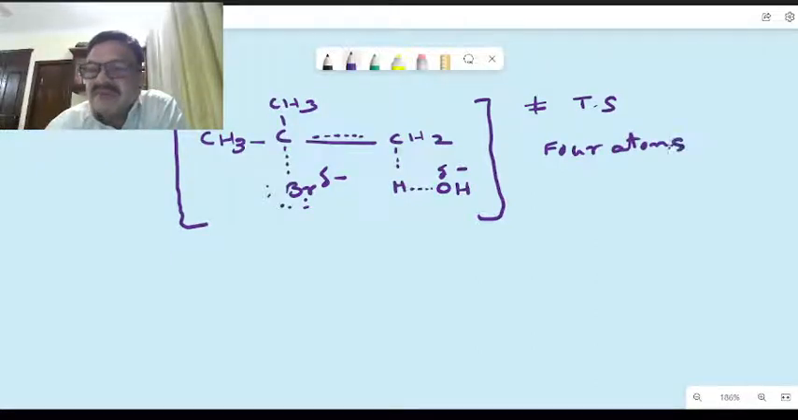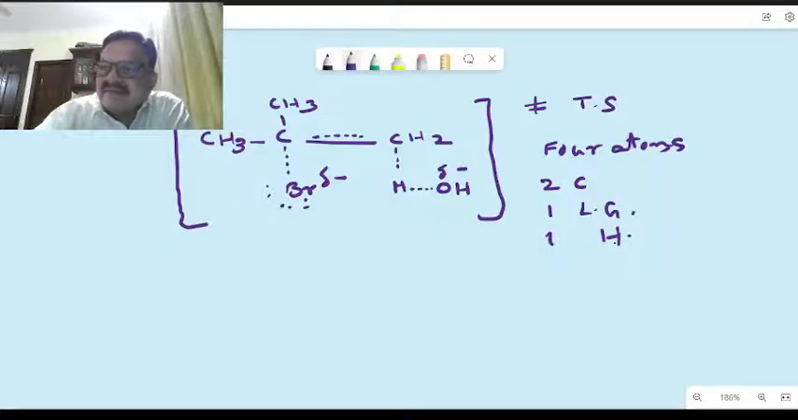Which are the 4 atoms? From the alkyl halide, we can say that 2 carbon atoms are involved here. Then 1 leaving group is there and 1 hydrogen atom here. Now let us see, this is the preliminary thing here. After having discussed up to the transition state here, now we will proceed with the stereochemistry angle.